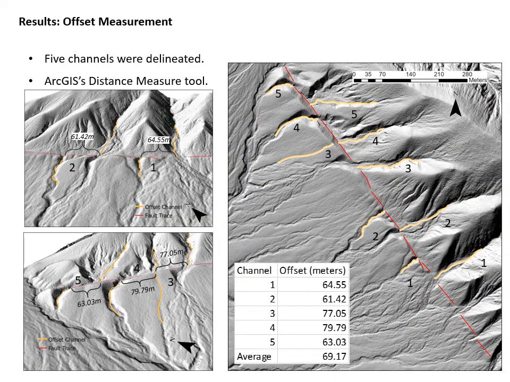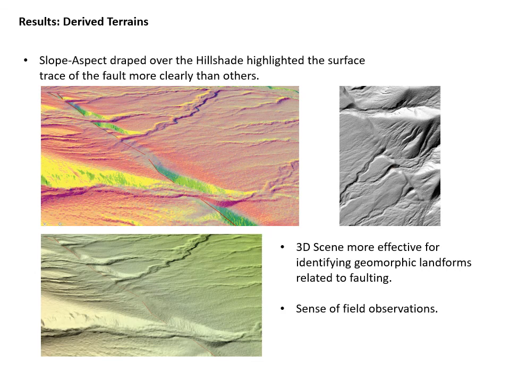So 5 offset channels were mapped and measured in ArcGIS Pro, resulting in an average right lateral displacement of 69.17 meters for the 1 kilometer long fault trace. And like I said, the slope aspect map was probably the most useful for identifying geomorphic features compared to, say, the relief or contour maps. And then the 3D scene was super effective for sort of simulating being in the field and being able to walk around these fans and the different drainages.